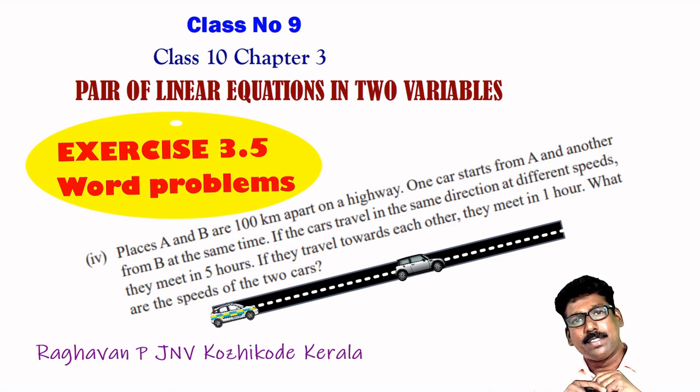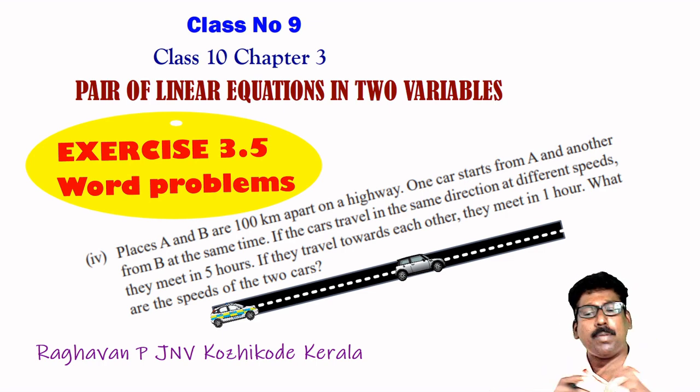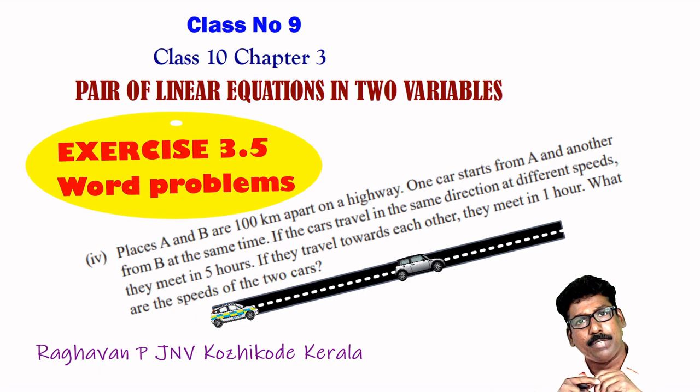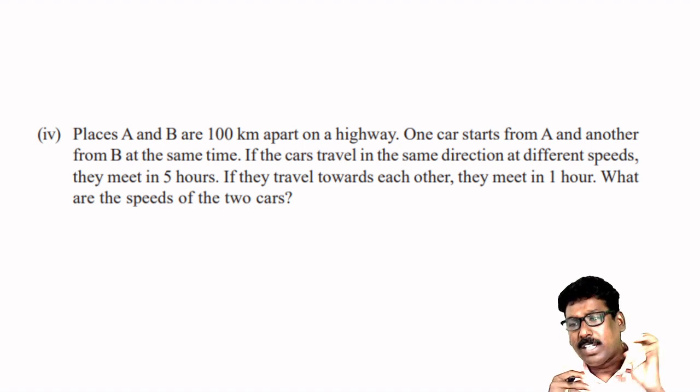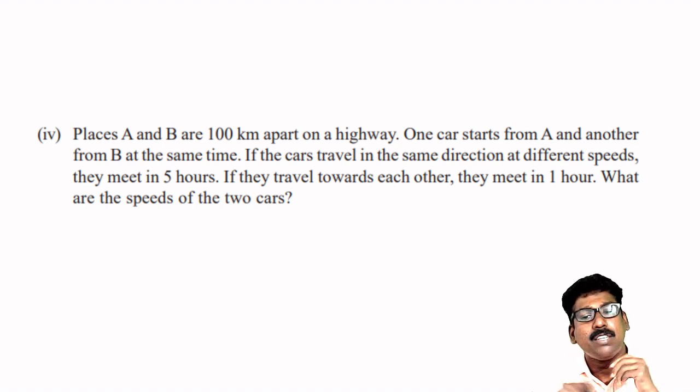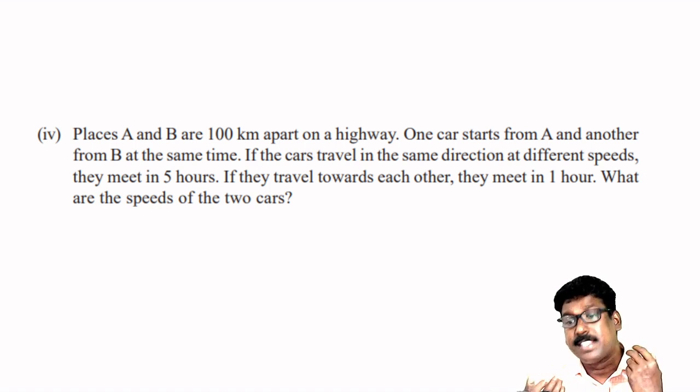Today I am going to discuss some word problems from exercise 3.5. Look at a question. Places A and B are 100 km apart on a highway. One car starts from A and another from B at the same time. If the cars travel in the same direction at different speeds, they meet in 5 hours. If they travel towards each other, they meet in 1 hour. What are the speeds of the two cars?